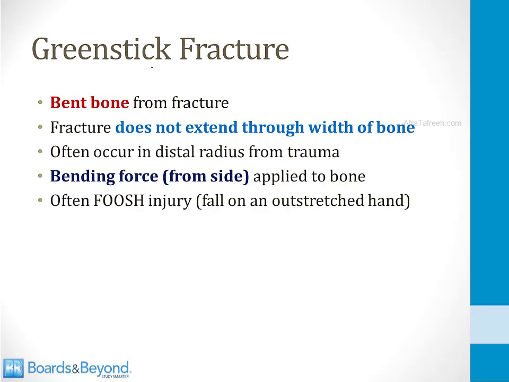The first one is called a greenstick fracture. This is basically a bent bone. There's a fracture, but it does not extend through the width of the bone. It often occurs in the distal radius right near the wrist from trauma, and this happens when there is a bending force from the side that's applied to the bone. It often happens as part of a FOOSH injury, a fall on an outstretched hand.